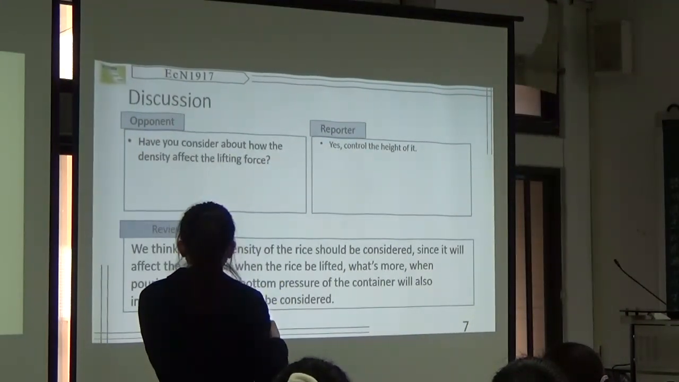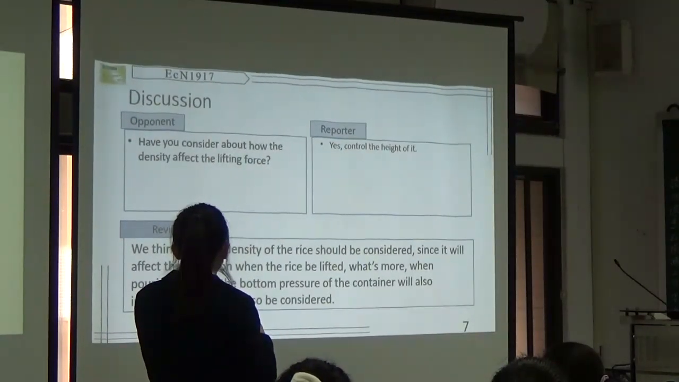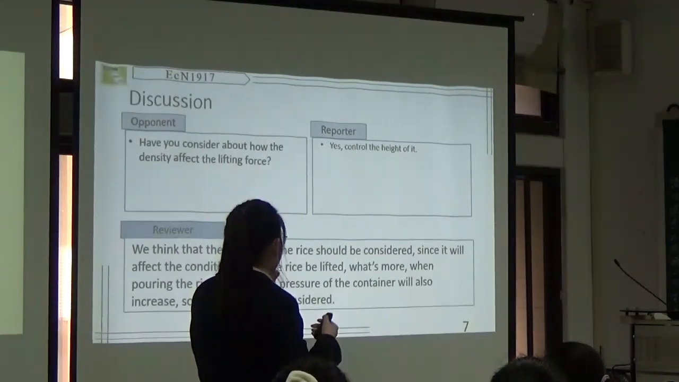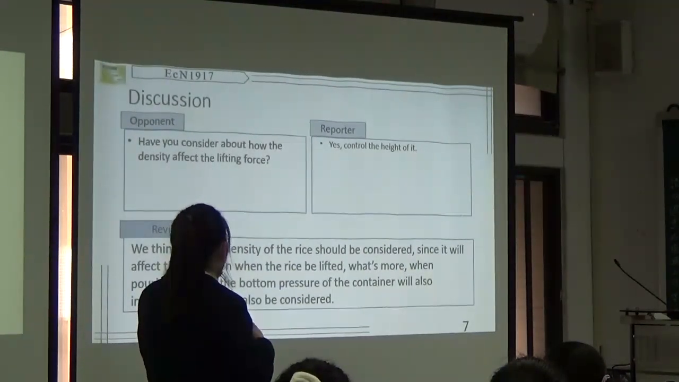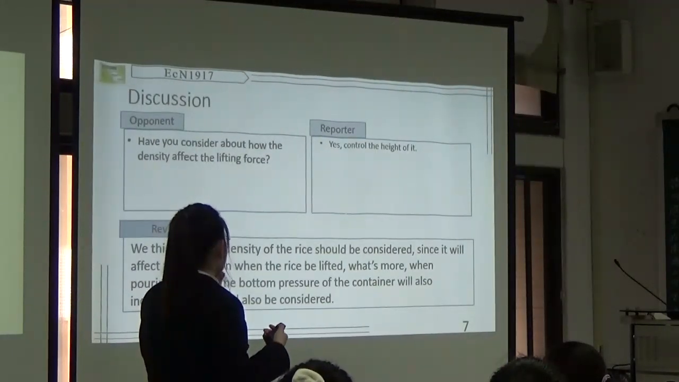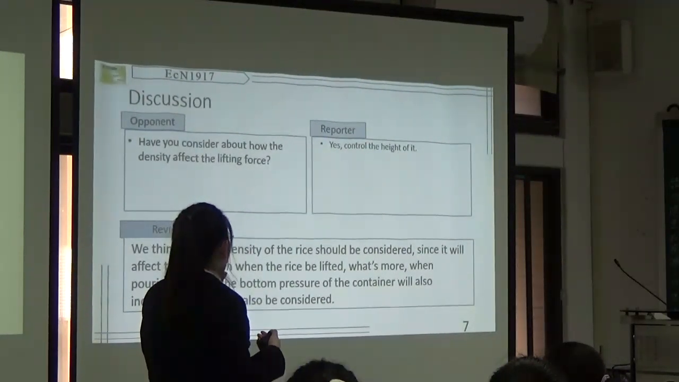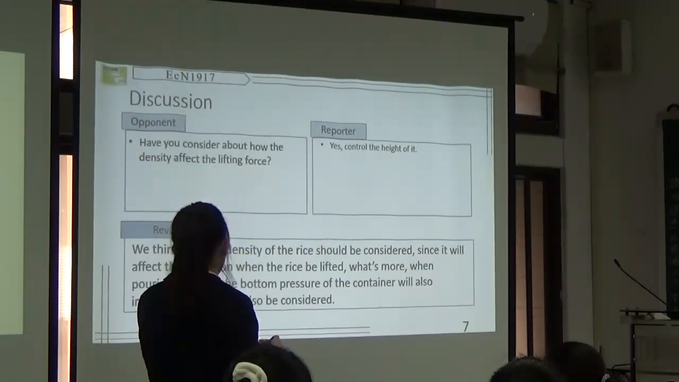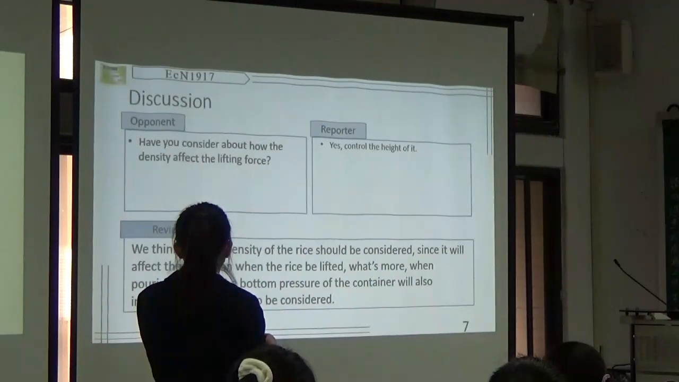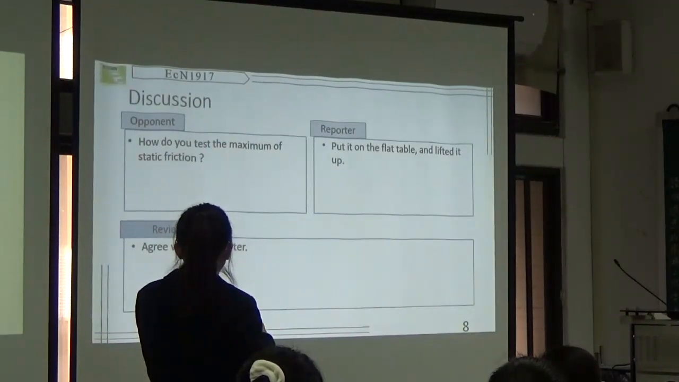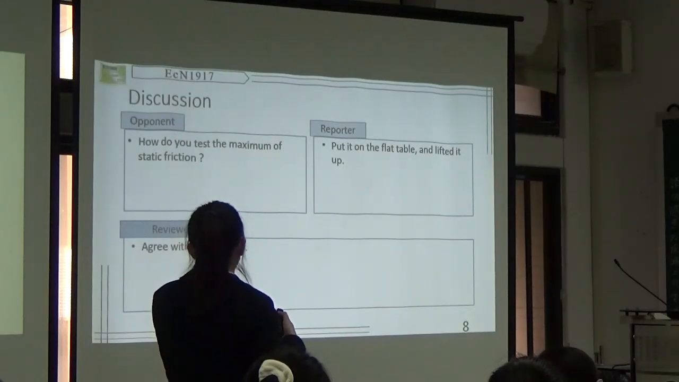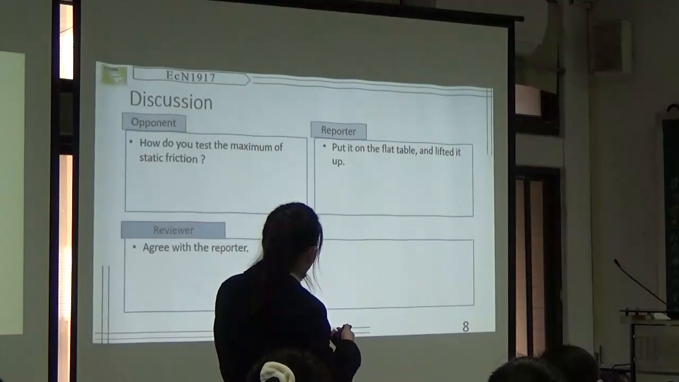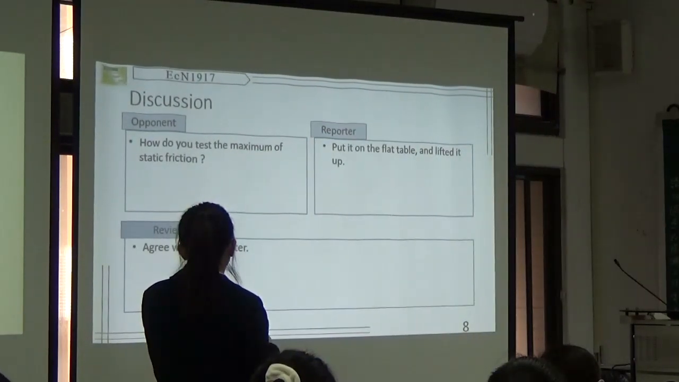For the second question, the opponent asks, have you considered how the density affects the lifting force? The reporter says yes, they controlled the height of it. We think the density of the rice should be considered, since it affects the condition when the rice is lifted. What's more, when pouring the rice, the bottom pressure of the container will also increase, so it should also be considered. For the third question, the opponent asks, how do you test the maximum static friction? The reporter said they put it on the fixed table, and the reviewer agreed with the reporter.